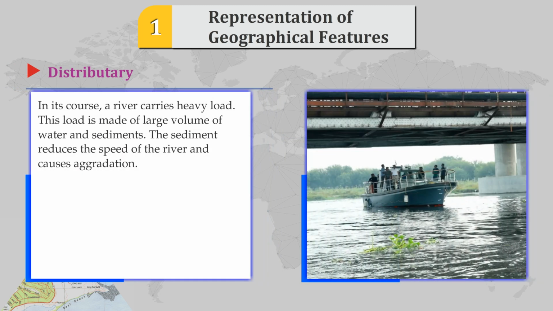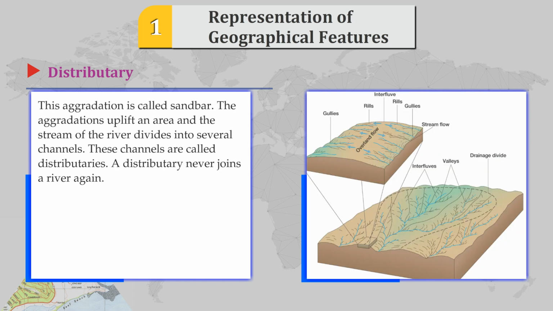Distributary. In its course, a river carries heavy load. This load is made of large volume of water and sediments. The sediment reduces the speed of the river and causes aggradation. This accumulation is called a sandbar. The aggradation uplifts an area and the stream of the river divides into several channels. These channels are called distributaries. A distributary never joins a river again.